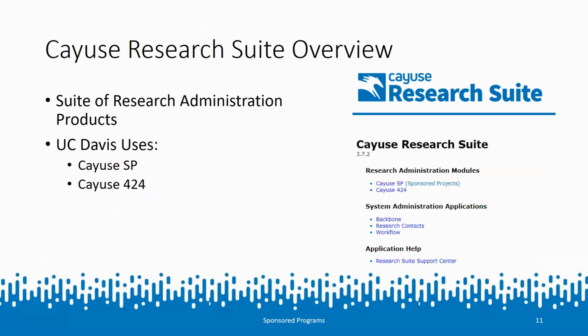Cayuse 424 is used to submit directly to the sponsor unless the sponsor mandates a different system. If it's NSF, you always use Fastlane. If it's NIH, you can make your choice of 424 or eRA Commons/ASSIST.